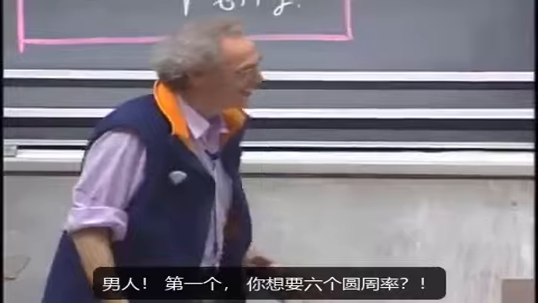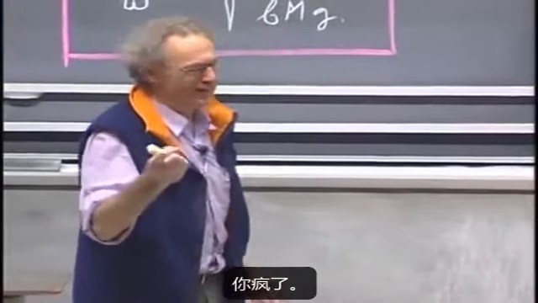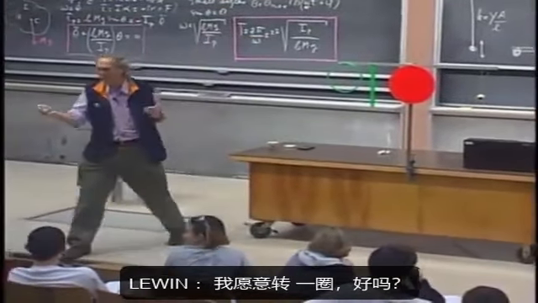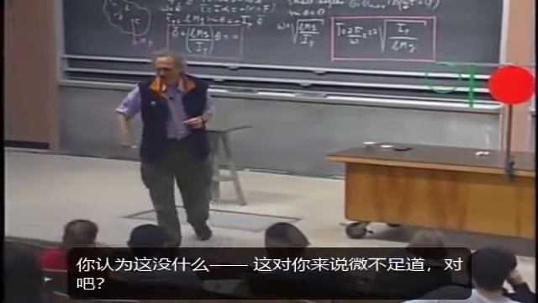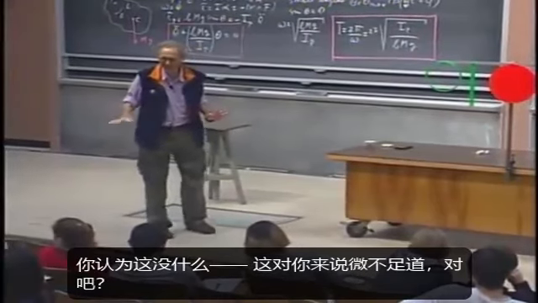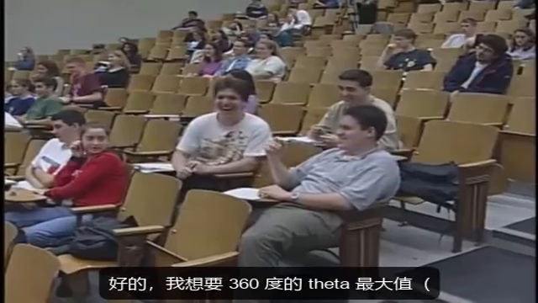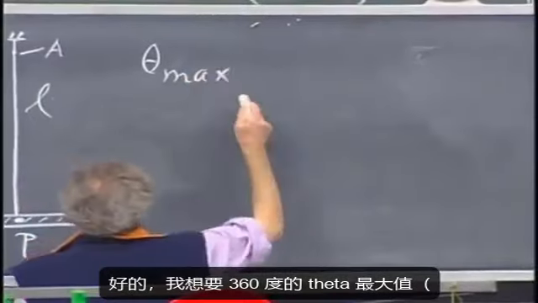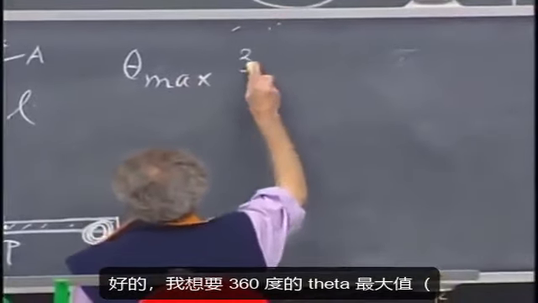Man, the first one you want 6 pi? You're out of your mind. I'm willing to go one rotation, okay? You think that's nothing. It's peanuts for you, right? Okay, I would like to go theta maximum of 360 degrees, so 2 pi.